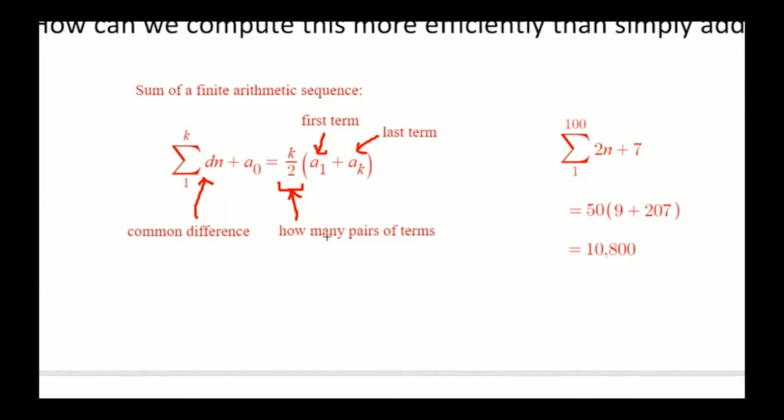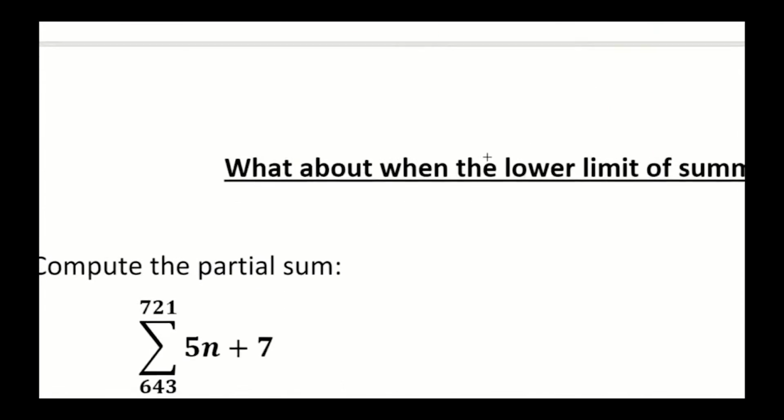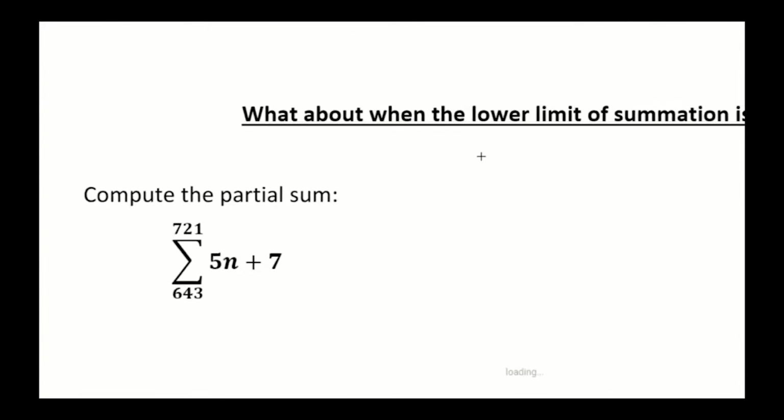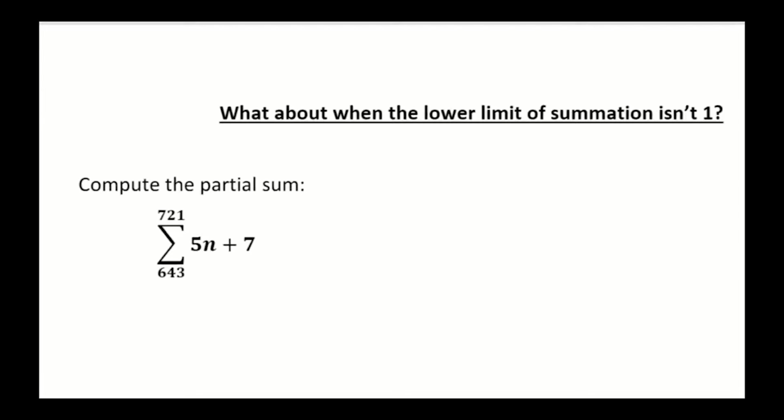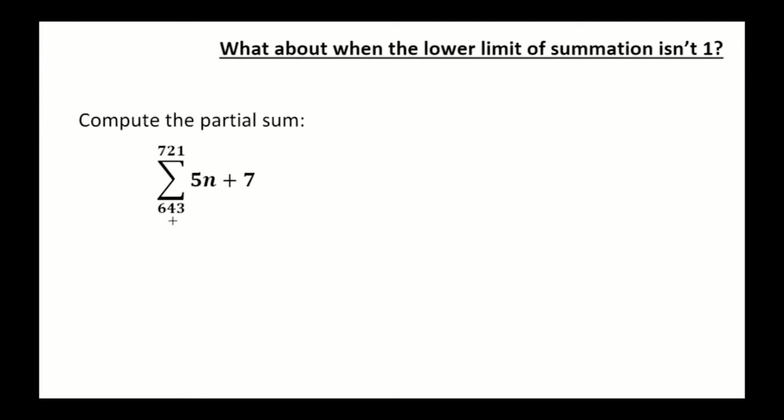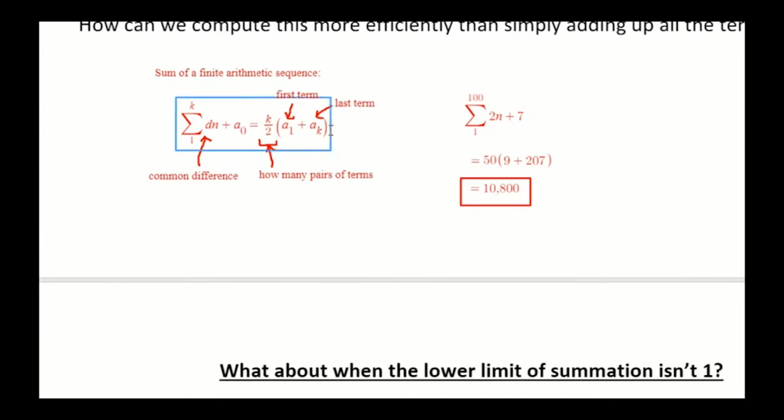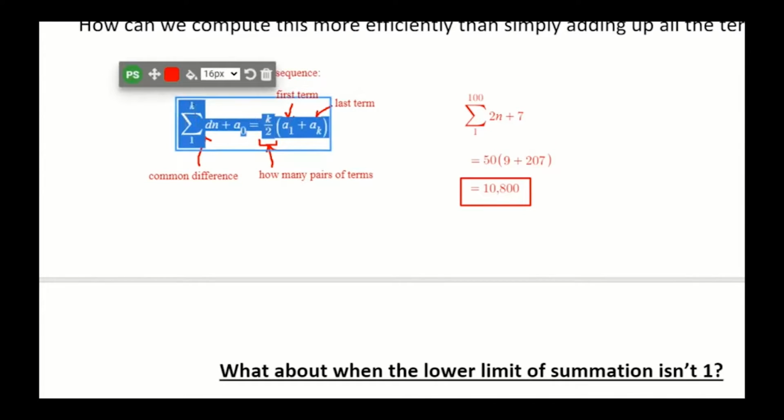But what if the first one isn't actually a sub 1? What if I don't start at the first term, but start at a different number? What happens when the lower limit of summation isn't 1? Let's say we got this crazy partial sum. You would not want to do this by hand, plugging in 643, 644, 645, and going all the way up to 721 and adding those numbers by hand, right? So we're going to use this little shortcut. But I want to generalize even this, and take this to the next level.